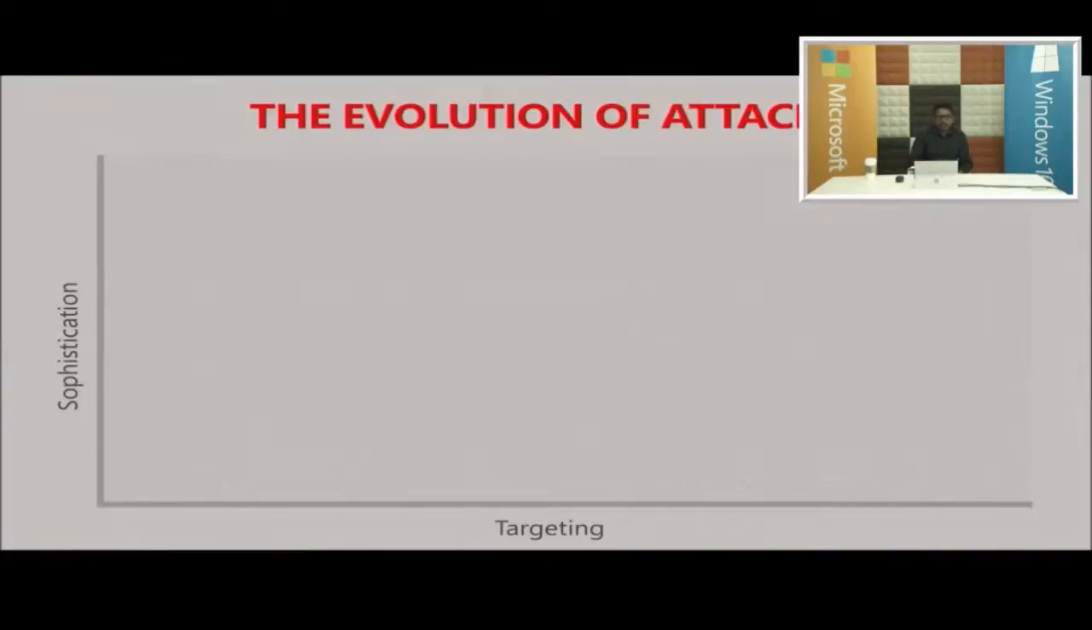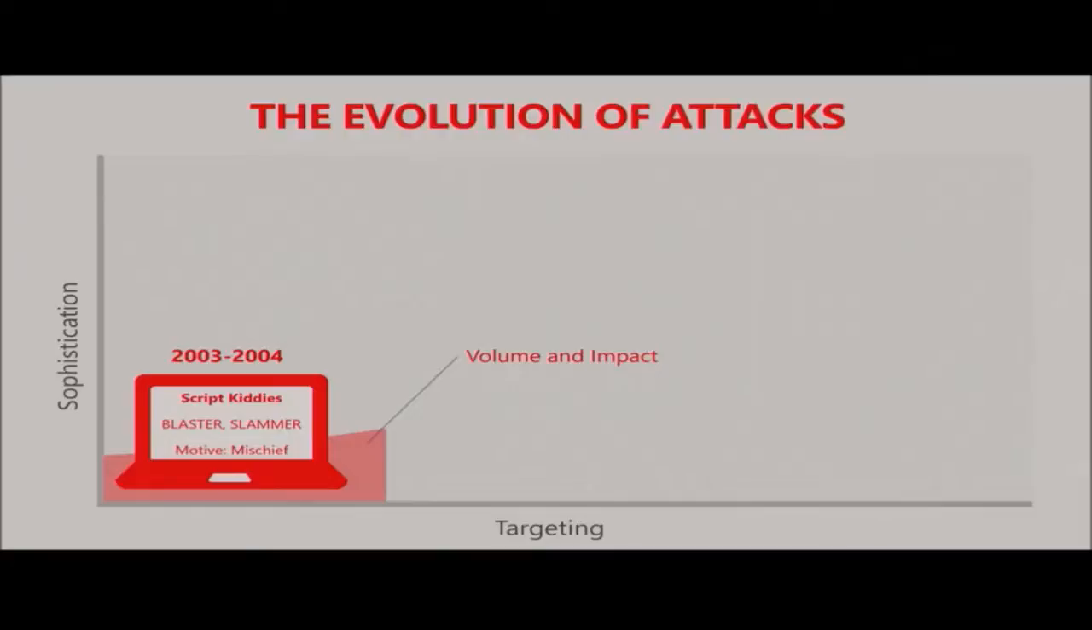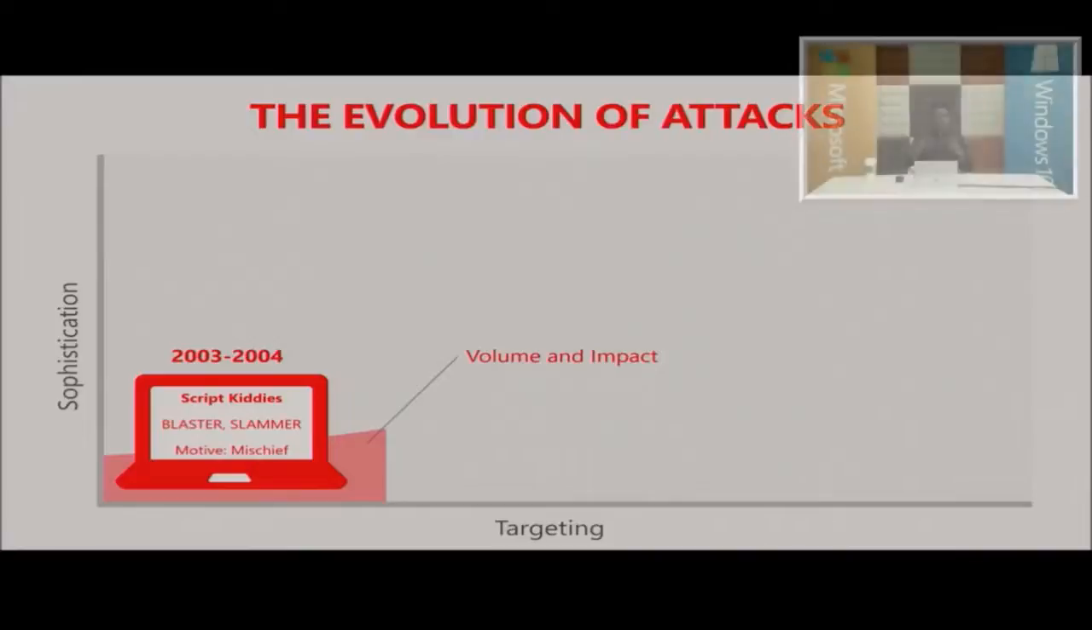So let's just look at the evolution of attacks. These are things that we've been seeing in the past 10 years. The first kind of real serious attack that we've seen that spread across a big collection of computers was the famous Blaster and Slammer. The Blaster and Slammer viruses or scripts were literally just to cause a lot of trouble. They caused people a lot of downtime and loss of productivity.